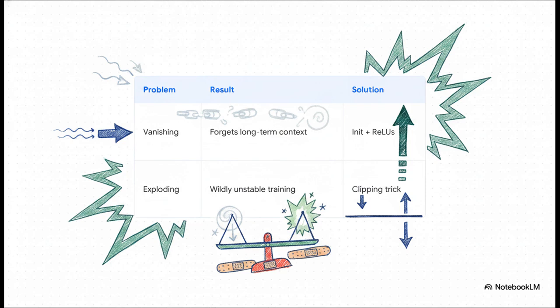When gradients vanish, the network practically develops amnesia for long-term dependencies, which we can usually patch up by cleverly initializing weights and throwing in some ReLU activations. But on the flip side, exploding gradients make the network wildly unstable during training. To fix that, we implement a gradient clipping trick to strictly cap the maximum value.